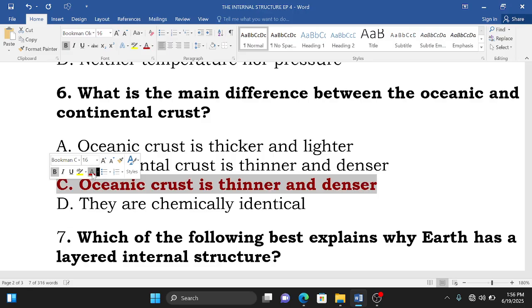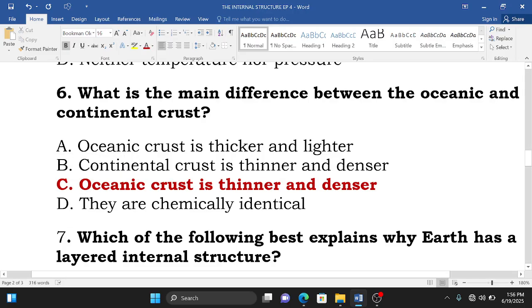Oceanic crust is denser, so it is heavier than continental crust. That is the meaning of this one. So the difference between oceanic crust and continental crust is that oceanic crust is thin, heavier and more dense than continental crust.